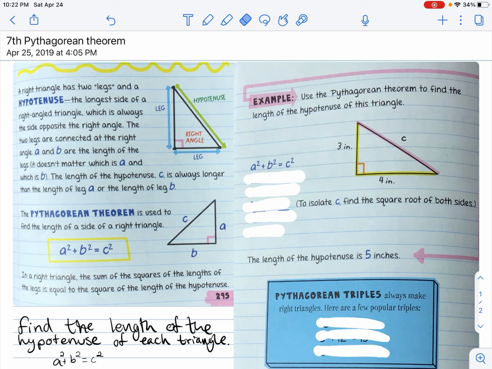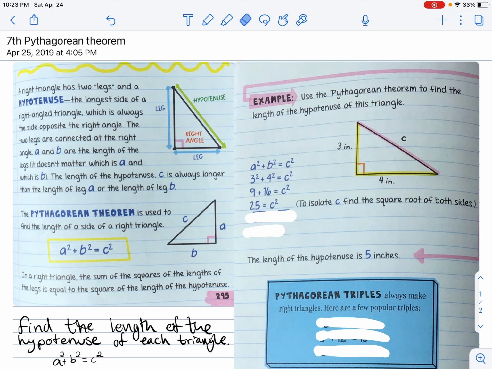Okay, so how this looks is you square the length of side A, square the length of side B, add them together, and then take the square root of that, and that will give you C. So right here, A squared plus B squared equals C squared. We know that A here is 3 inches, B is 4. So we can take 3 squared plus 4 squared. 3 squared is 9, 4 squared is 16. 9 plus 16 is going to give us 25. So 25 equals C squared.